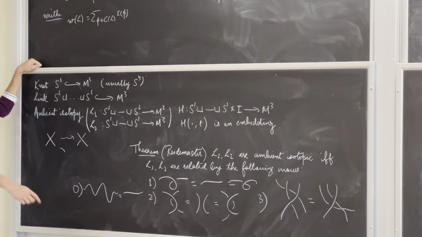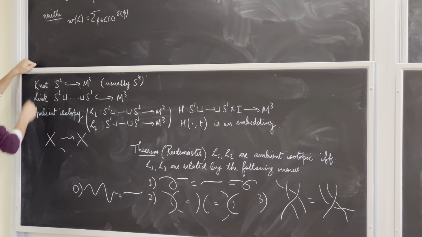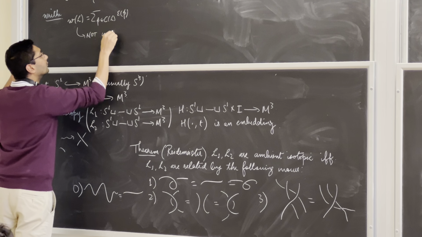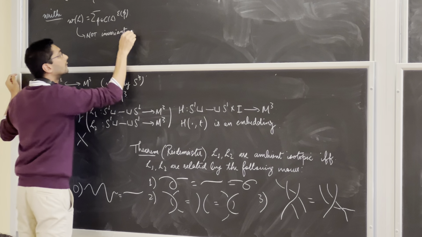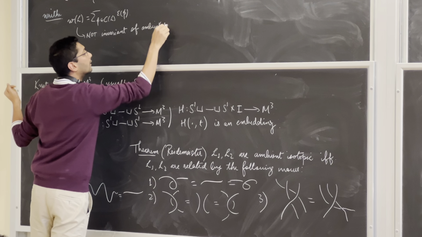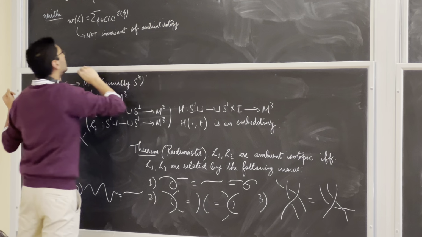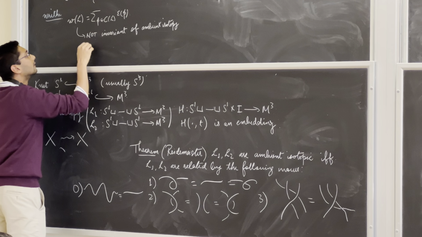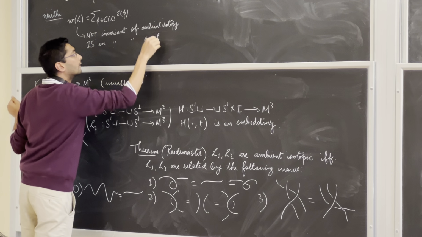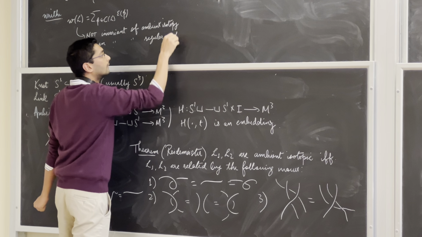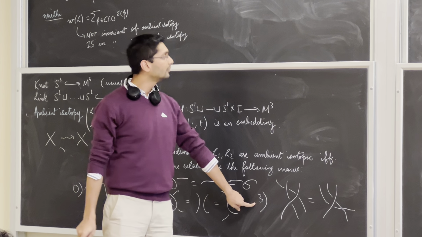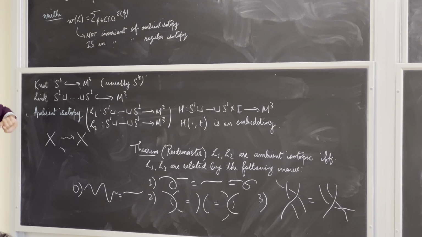And invariance under the second and the third move is called regular isotopy. So this is not an invariant of ambient isotopy, but is an invariant of regular isotopy. So invariance under the second and the third Reidemeister moves is called regular isotopy, and this is an invariant of regular isotopy.